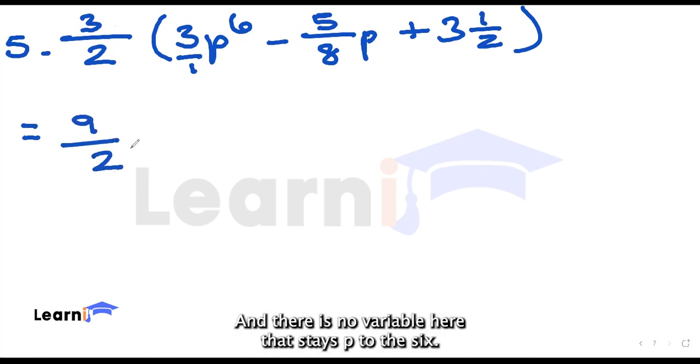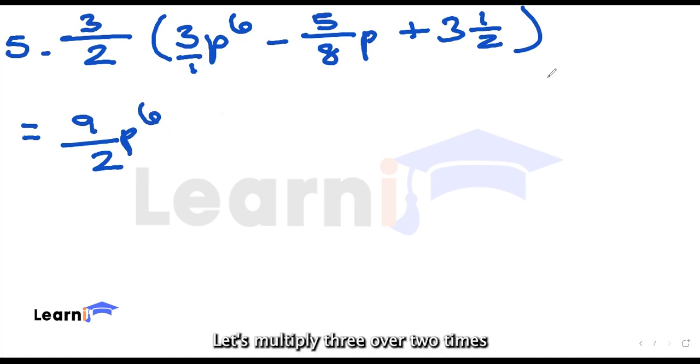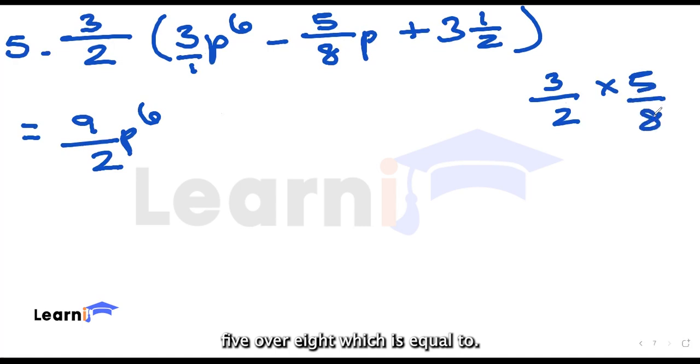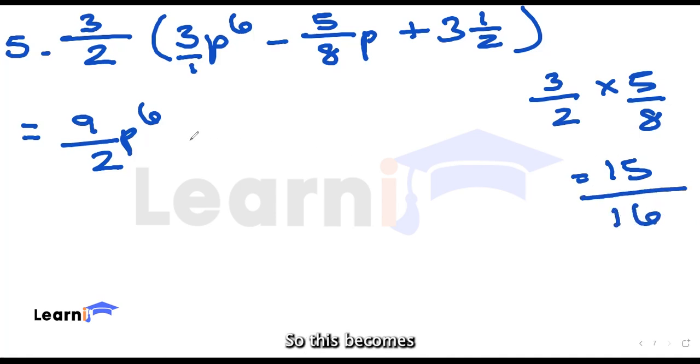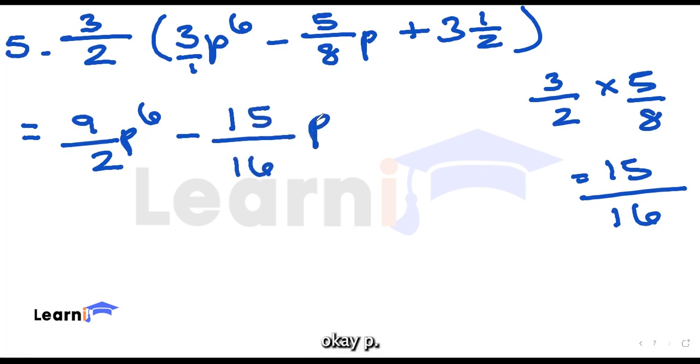Okay, and there is no variable here, so that stays p to the 6. Let's multiply 3 over 2 times 5 over 8, which is equal to, now, multiplication of fractions, numerator over numerator, denominator over denominator. So this becomes 15 over 16. Okay, p. And this is a positive. That's just a 5 from that.